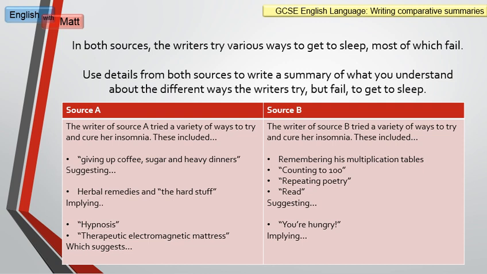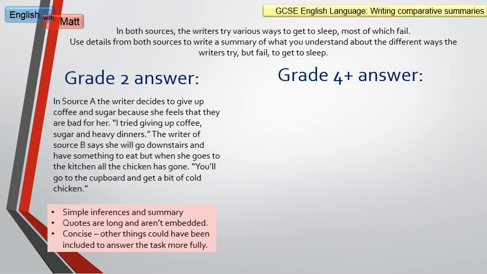Okay, so now what I'm going to do is finish this video by showing you a grade 2 answer and then a grade 4 or above answer to show you the difference. So here we have an example of a grade 2 answer. In source A, the writer decides to give up coffee and sugar because she feels that they are bad for her. I tried giving up coffee, sugar and heavy dinners. The writer of source B says that she will go downstairs and have something to eat, but when she goes to the kitchen all the chicken has gone. You'll go to the cupboard and get a bit of cold chicken.